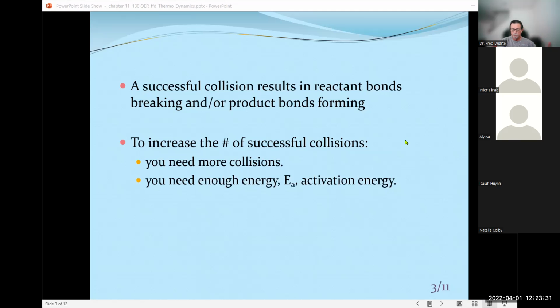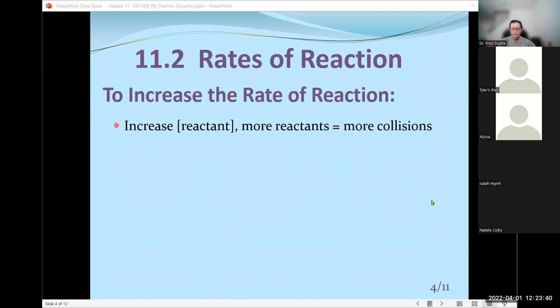Okay, so we need enough activation energy, as I stated. We need to increase the collisions, and we have to make sure these molecules are oriented correctly. So we have what's called the rate of the reaction. That is the speed at which the reaction proceeds. We can increase the concentration. That's what they're saying here. This bracket represents a concentration factor. We can increase the concentration.